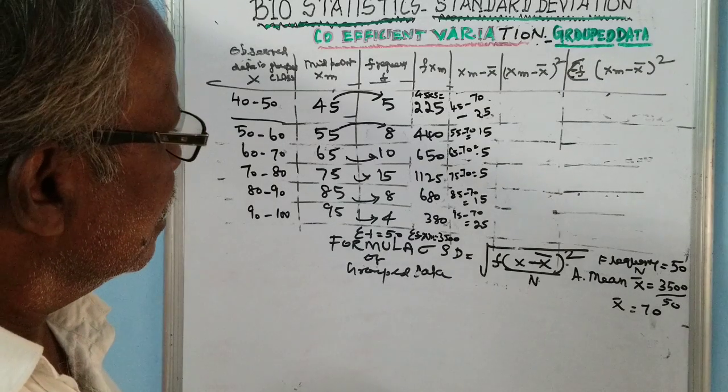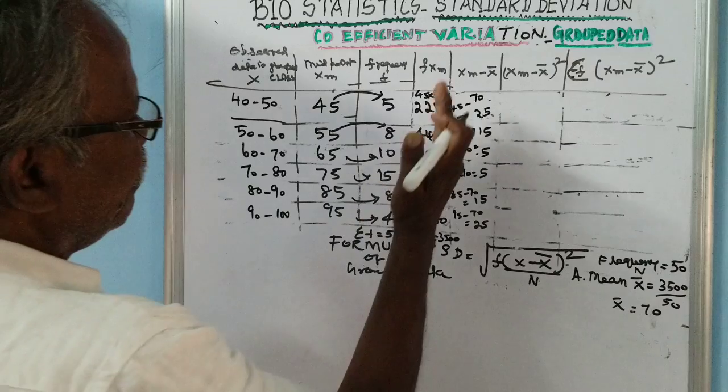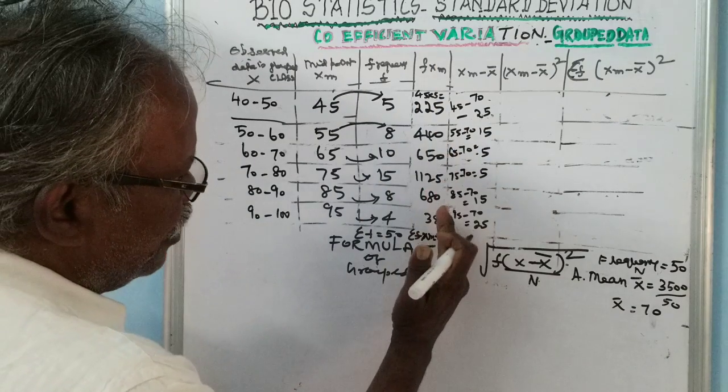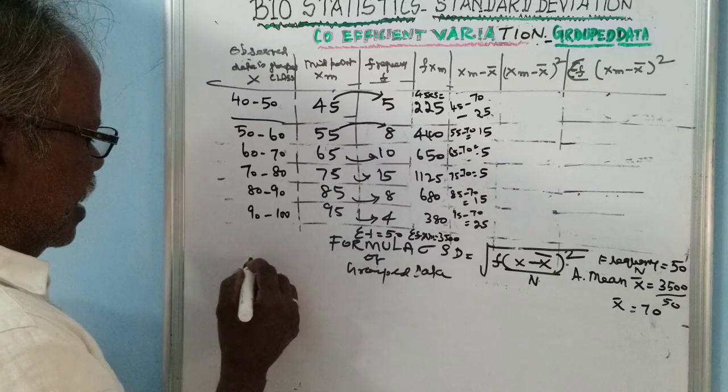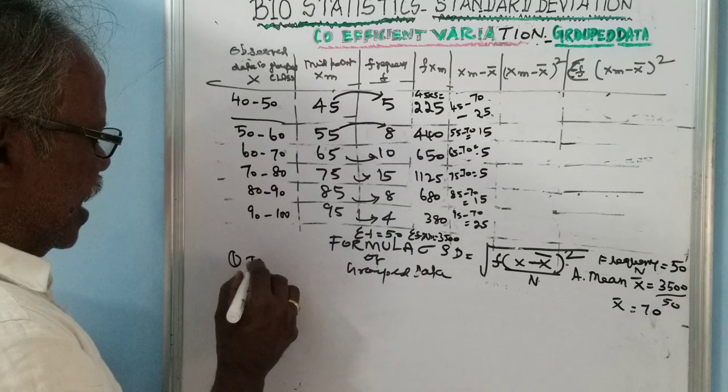Now we will see the procedure, then we will be seeing the calculation. The first step of the procedure is tabulation.